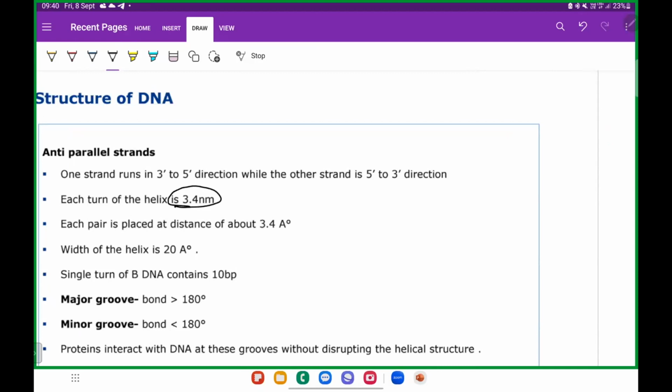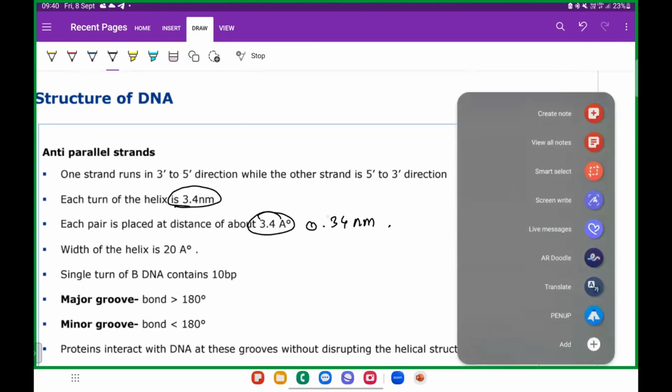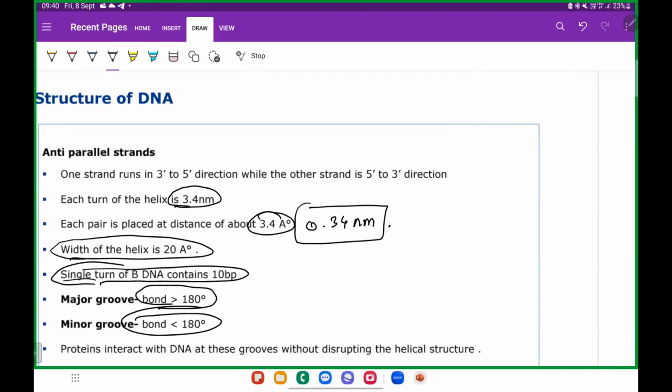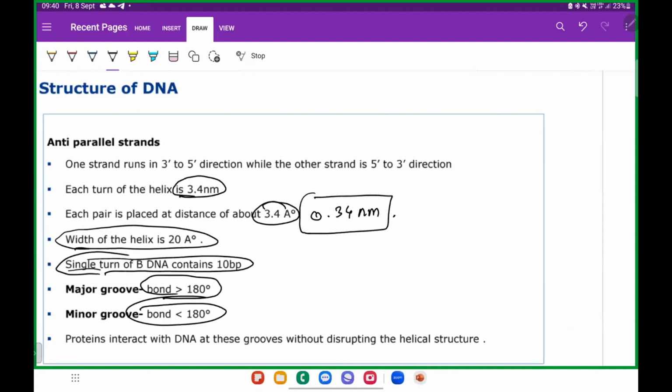Each turn has 10 base pairs, and each base pair is at a distance of 3.4 Angstrom. So 3.4 Angstrom is nothing but 0.34 nanometer. Okay, is it clear, guys? And the width of the helix is around 20 Angstrom. So a single turn of B DNA contains 10 base pairs. That's what we told. And the major groove has an angle of more than 180 degrees, and the minor groove has an angle of less than 180 degrees. Okay, so this is important.